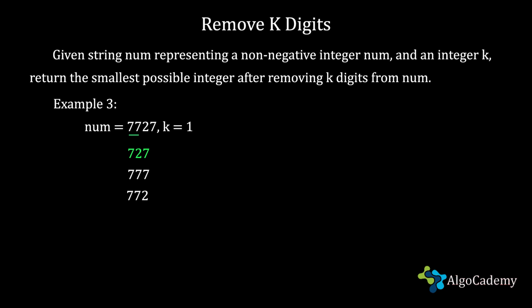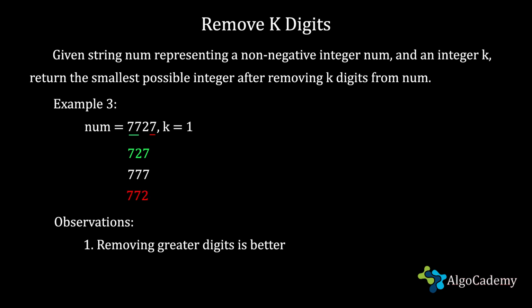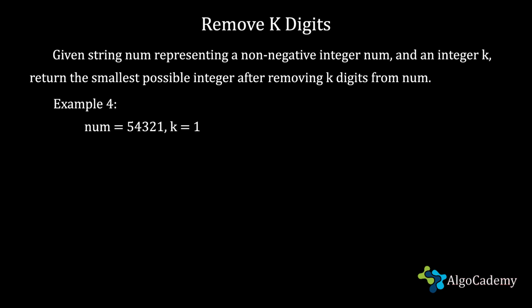This is interesting. So the observation that removing greater digits is better still holds true, but we can also notice that removing one of the first two 7s is actually better than removing the last one. So we might make another observation here, that also removing digits from the left is better. And now we have a better clue about how to solve this question. But let's take a final example.